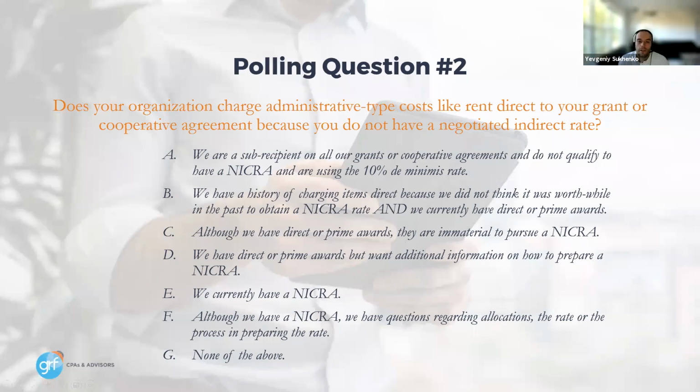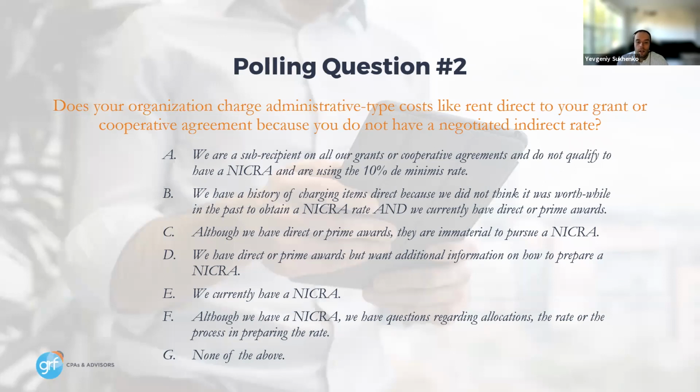Great, thanks, Paul. Before we move on, we're now on our second polling question. Does your organization charge administrative type costs like rent direct to your grant or cooperative agreement because you don't have a negotiated indirect rate? The answer choices are: A, we're a subrecipient on all of our grants or cooperative agreements and don't qualify to have a NICRA and are thus using the 10% de minimis rate.